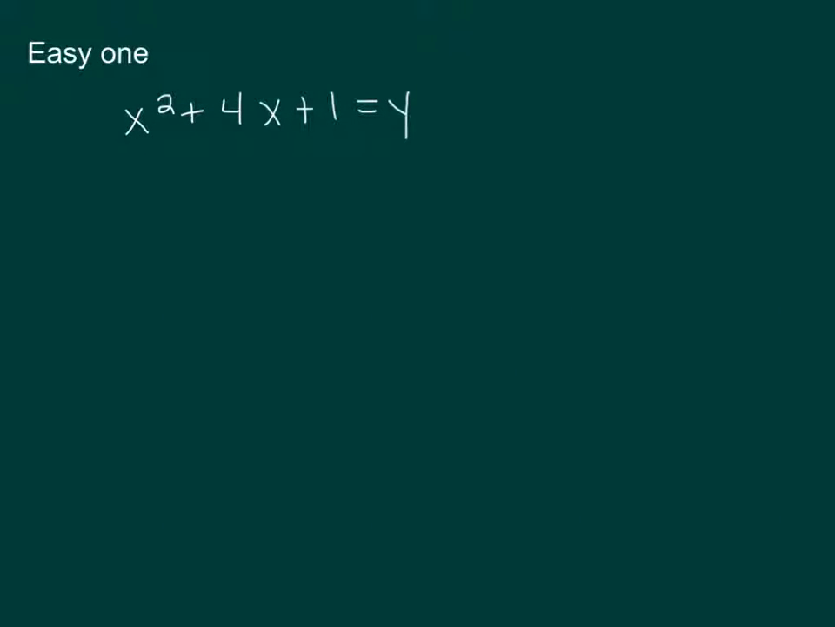Okay, this is for an easy one. So you start off, and you just have your equation, and then you tell them that you need to write it as a perfect square trinomial. So it's got to be the binomial squared, so the same thing here.